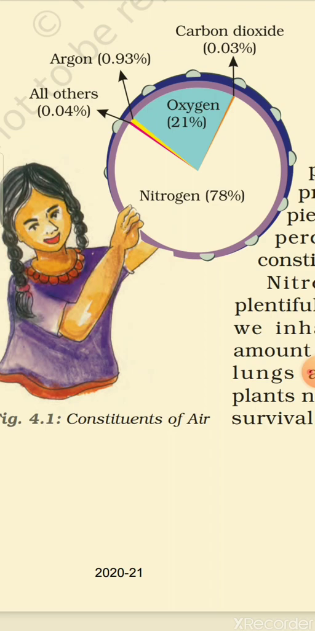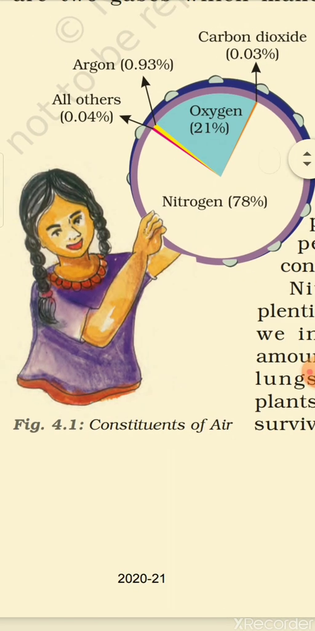Apart from this, tiny dust particles are also present in the air. Now have a look at this picture. It shows you the percentage of each gas in the atmosphere. As I said, oxygen is 21% in air, nitrogen is 78%, argon is 0.93%, carbon dioxide is 0.03% and all the other gases are 0.04%.